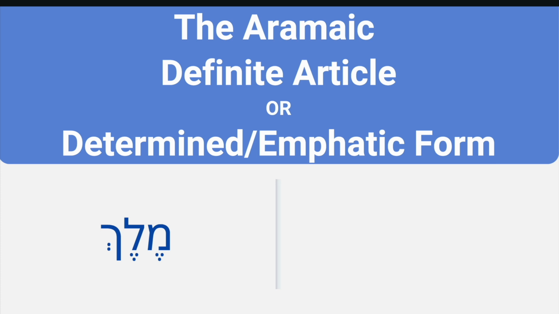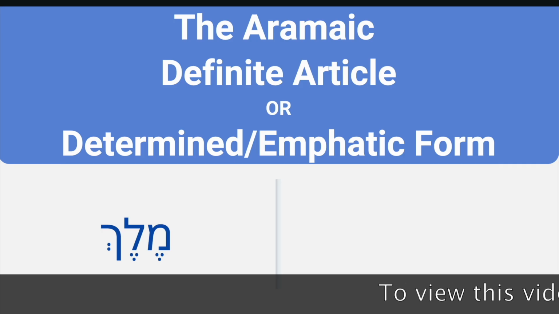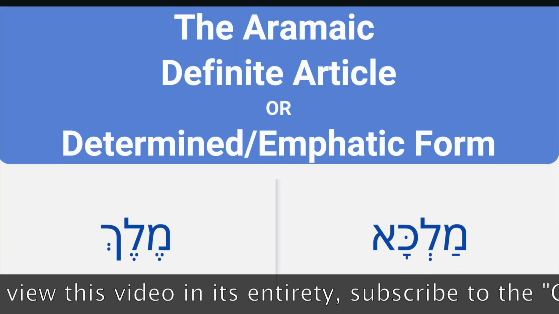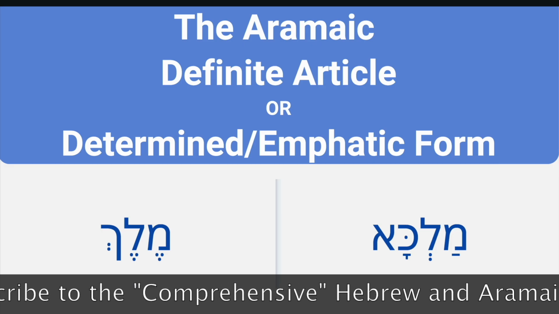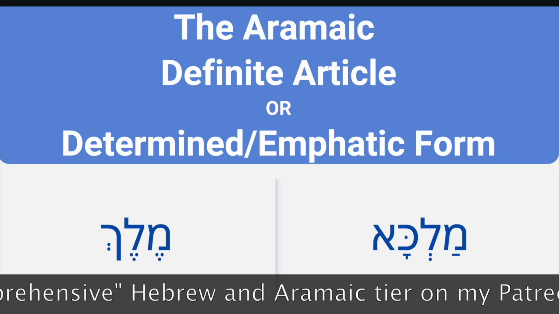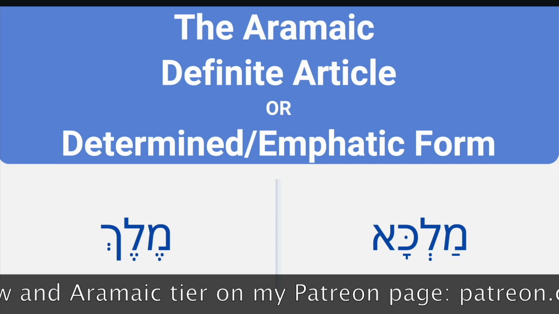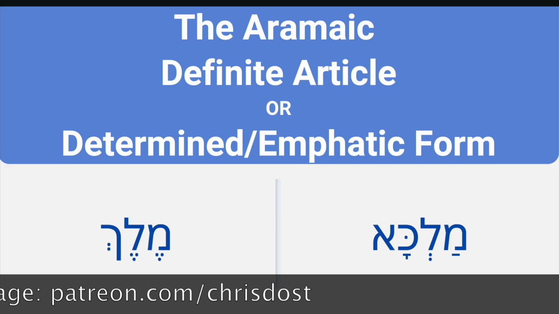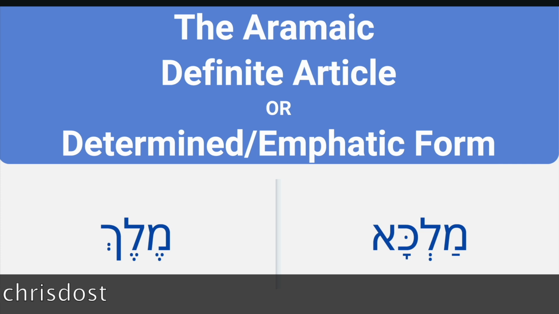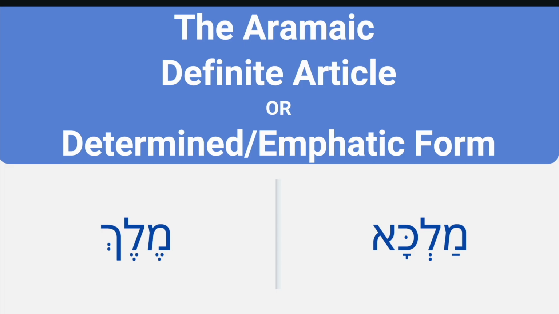We see that with the word melech, king or a king. It could be either one. Melech is the absolute form, meaning king or a king. But in the determined form, the final vowel is now a kamatz with the vowel marker aleph after it: malka. That means the king, most of the time. The determined form can also indicate a vocative, that is direct address. So if one were addressing the king and wanted to say, O king, malka would be an appropriate form.